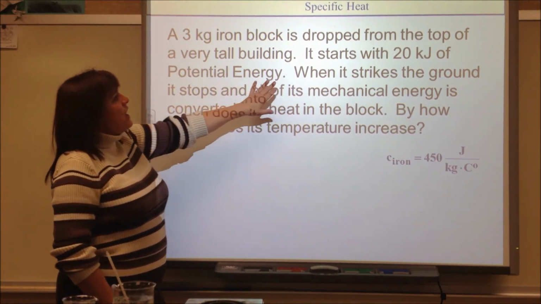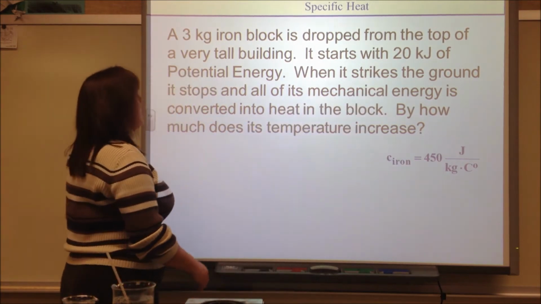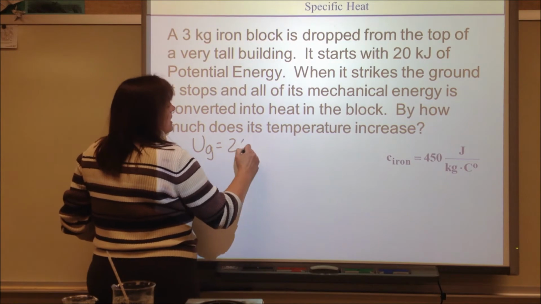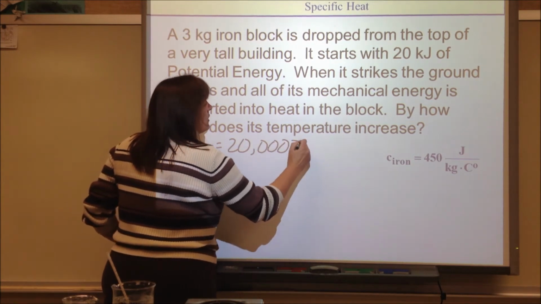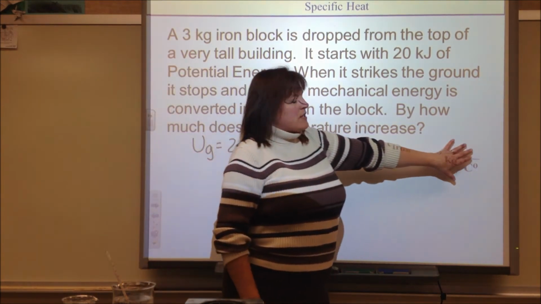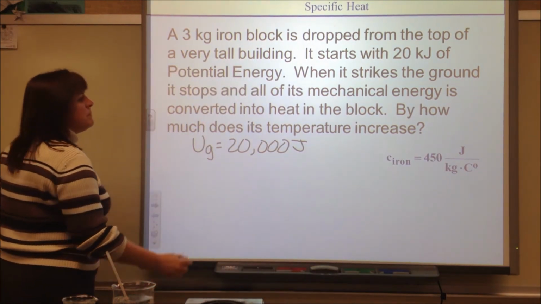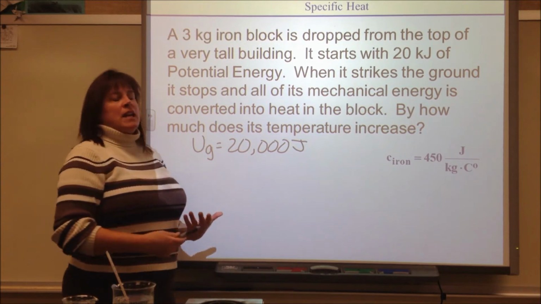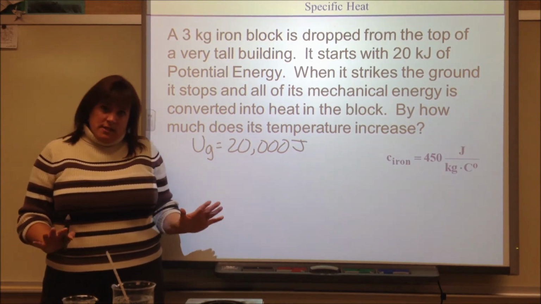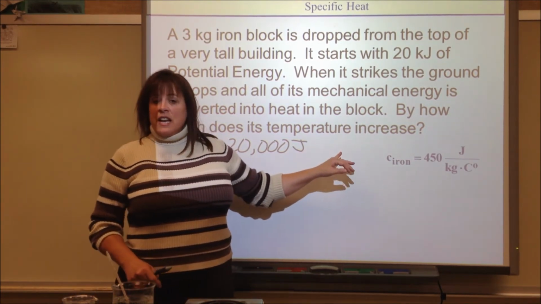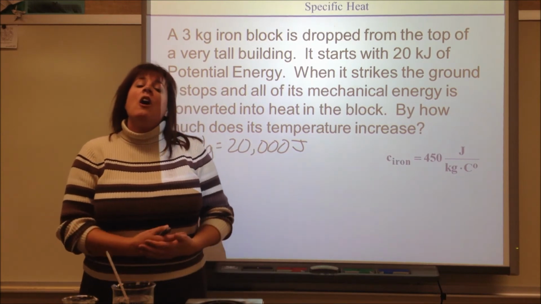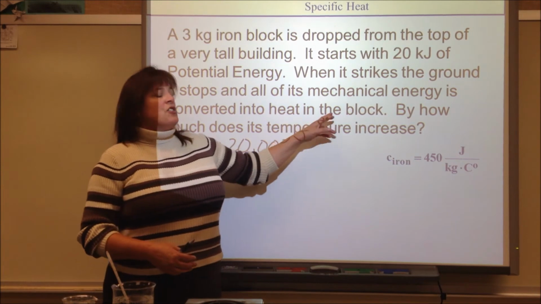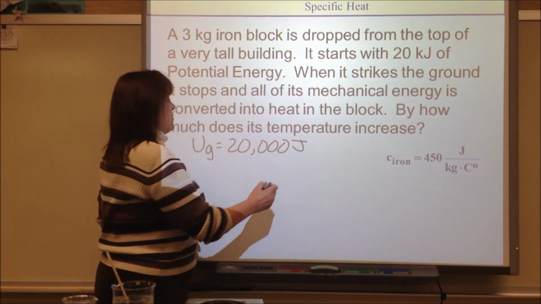Well, we start out with 20 kilojoules of potential energy. All right, so our potential energy is 20,000 joules. Pay attention to units. Our specific heat is joules per kilogram Celsius. Now, as it falls, all of that mechanical energy, in the absence of air resistance, is converted into kinetic energy. So when it hits the ground, all of that potential energy is kinetic energy, and then all of that kinetic energy is converted into heat.